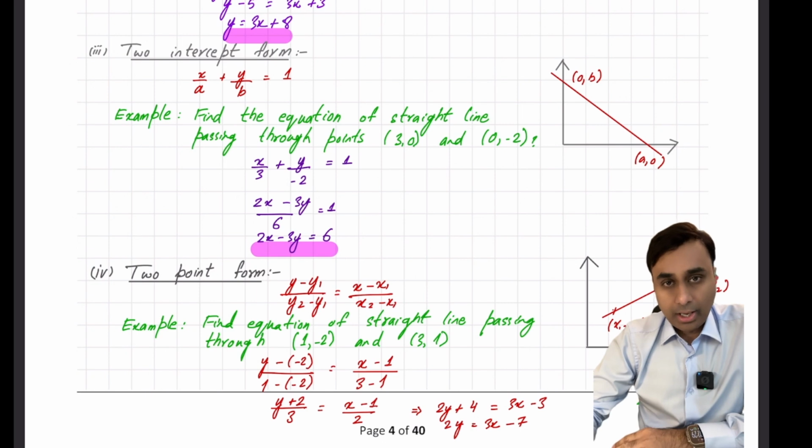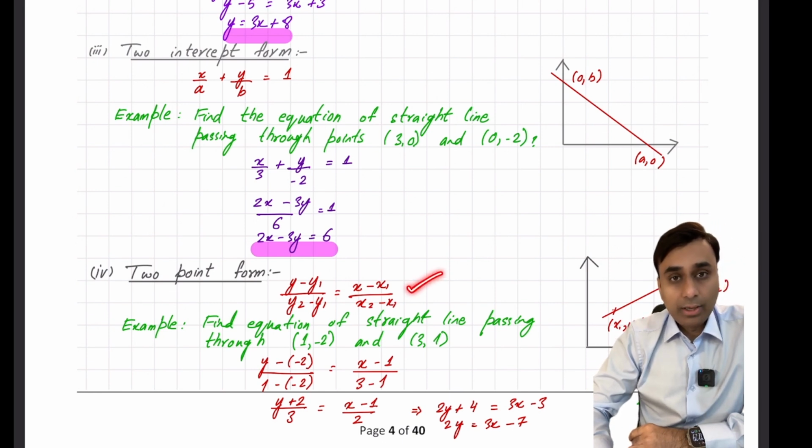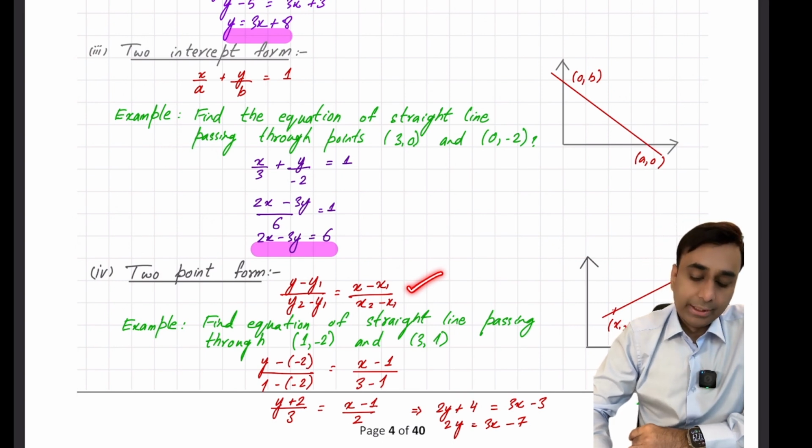One last form that can be useful for you is when you are given two points on the line, and that formula is (y - y1)/(y2 - y1) = (x - x1)/(x2 - x1).